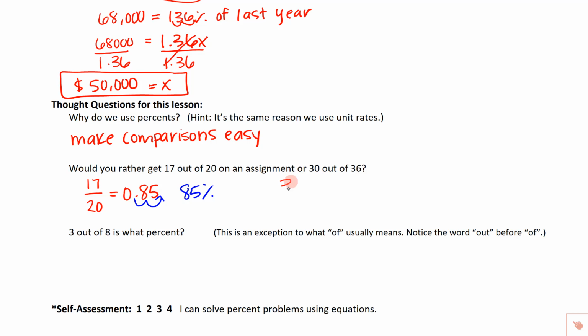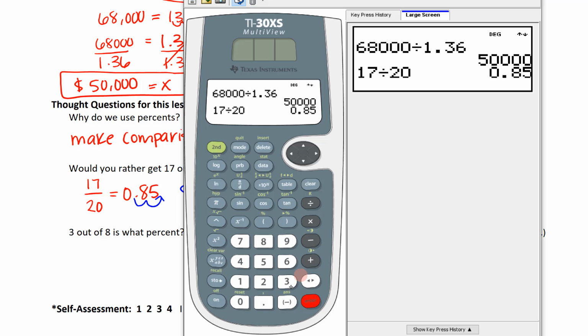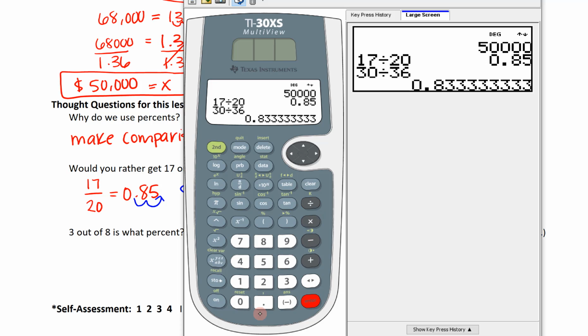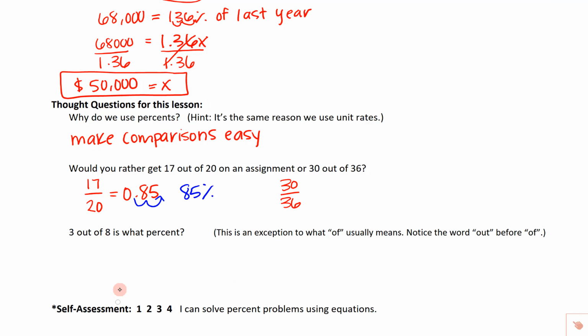Now let's do 30 out of 36. So 30 divided by 36, and we get 0.83 repeating, so that is 0.83. We want to make that into a percent, so multiply by 100, and that would be 83%. I don't know about you, but I would rather get this 17 out of 20 because 85% is higher than 83%.